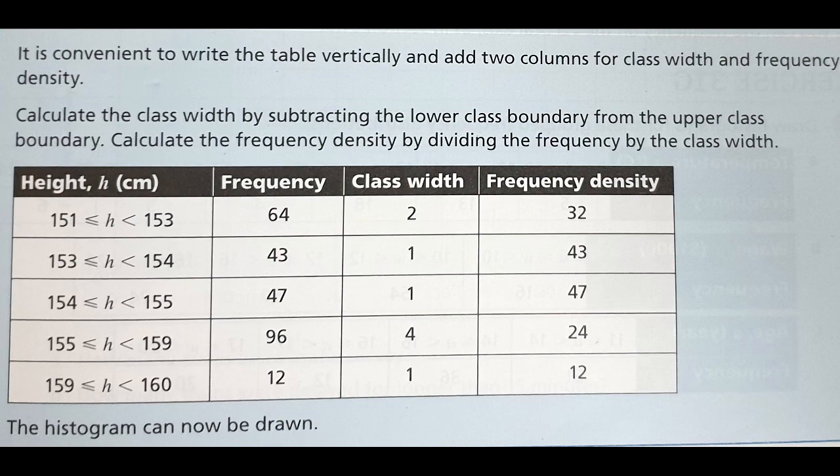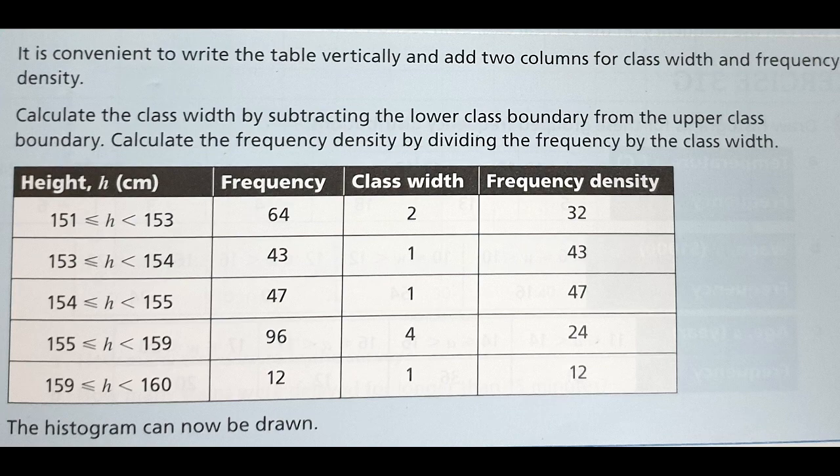So 64 divided by 2 is 32. Then the next one, 43 divided by 1 is 43. 47 divided by 1 is 47. 96 divided by 4 will give you 24. 12 divided by 1 will be equal to 12. Now we will be drawing the histogram with this frequency density on the y-axis.